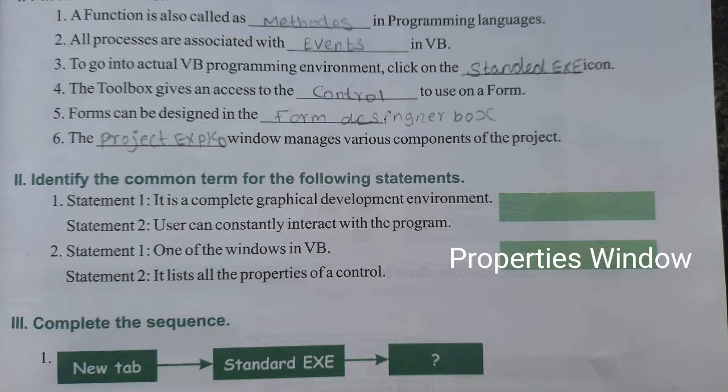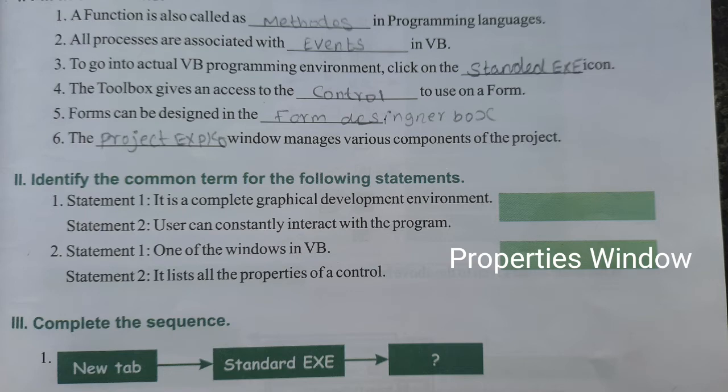Statement 2. One of the windows in VB. Statement 2, second point. It lists all the properties of a control. The answer for the question is properties window. Yes, understand the points here.